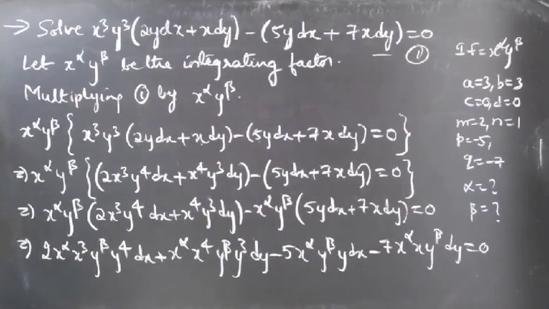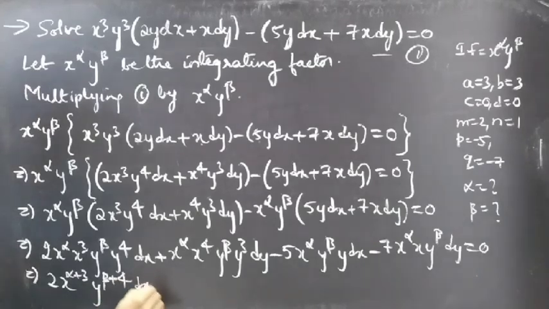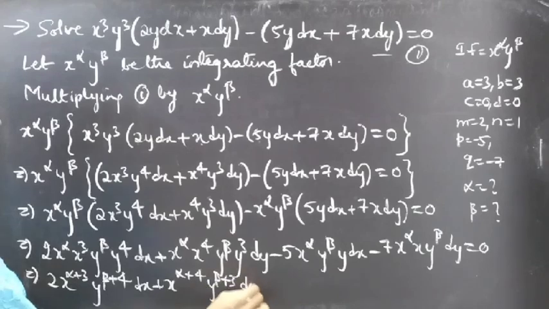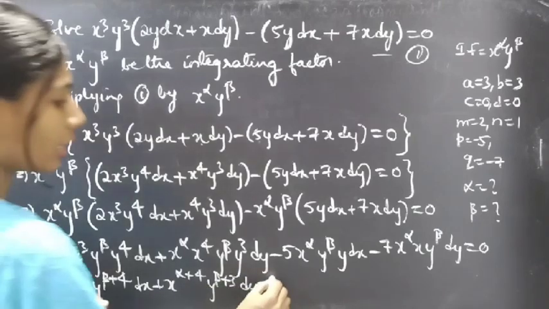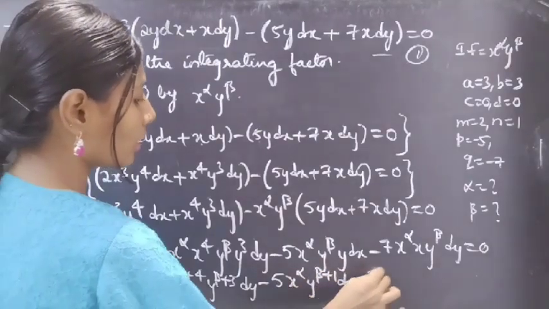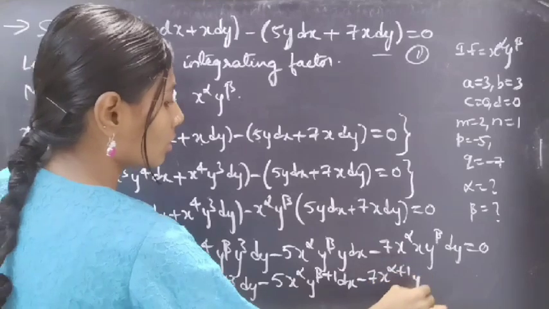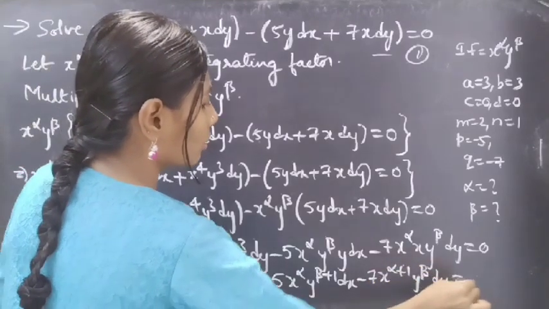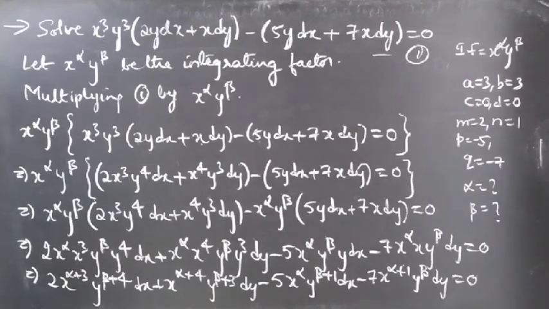If the bases are equal, we can add the powers, we know that. So let's add the powers. We'll get 2 x power alpha plus 3 y power beta plus 4 dx plus x power alpha plus 4 y power beta plus 3 into dy minus 5 x power alpha y power beta plus 1 into dx minus 7 x power alpha plus 1 y power beta into dy equal to 0. Now let's write this in mdx plus ndy equal to 0 form.